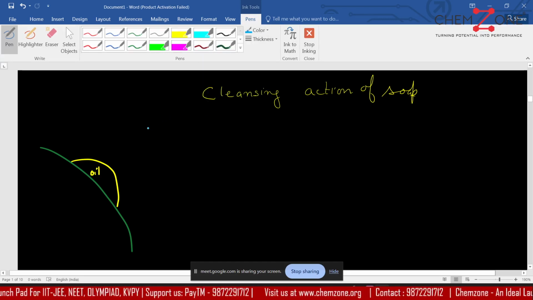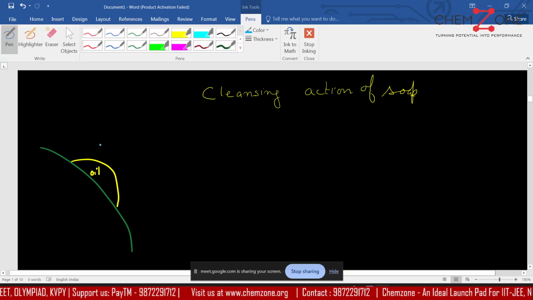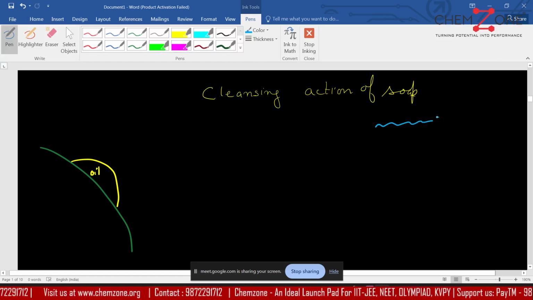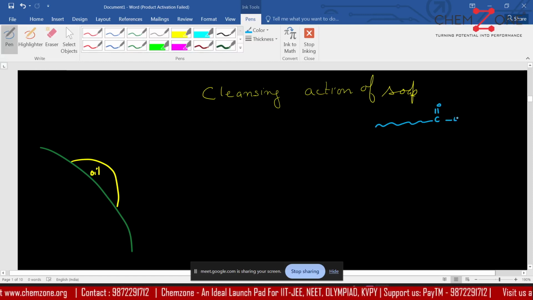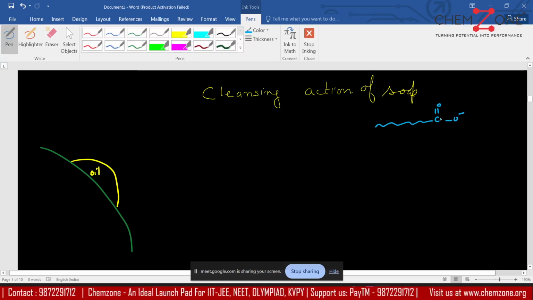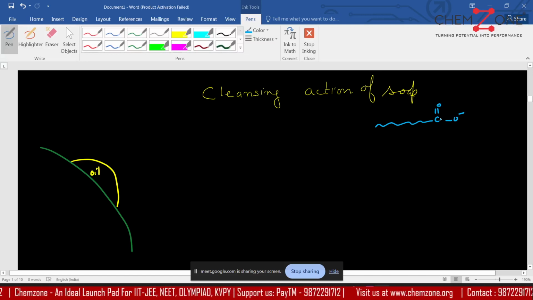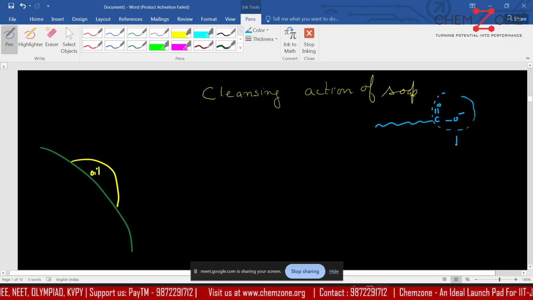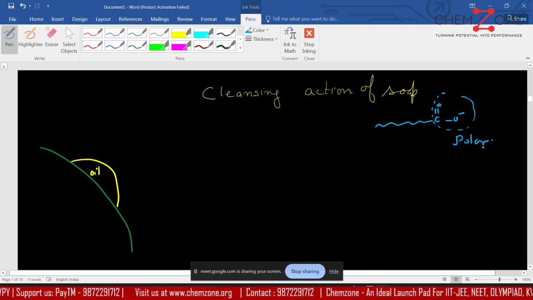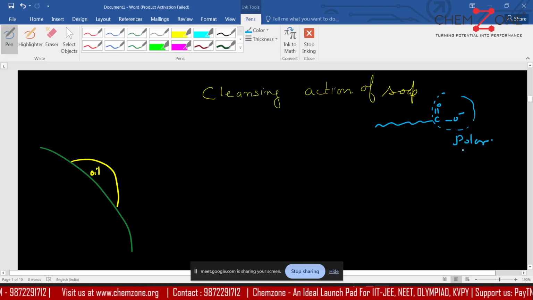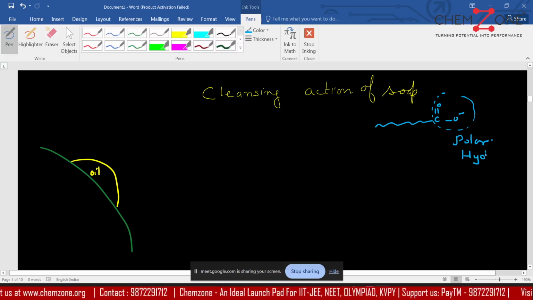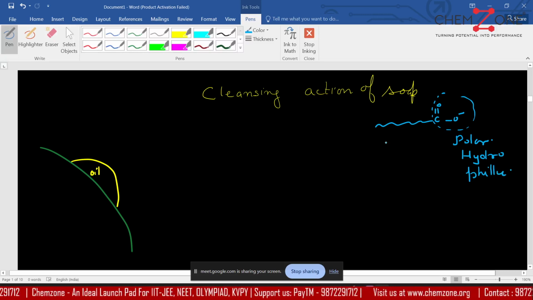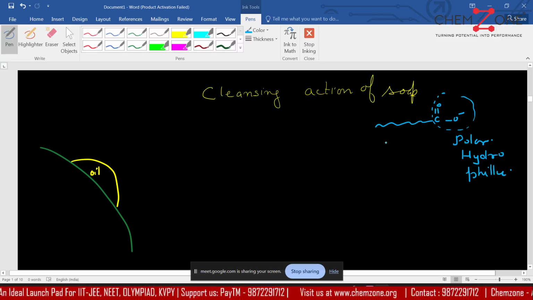And when you dip it in the soap solution, you should see that the soap molecule is like this, polar and non-polar here, right? This part is polar and it's hydrophilic. Got it now? Hydrophilic means what? It is attracted to water.